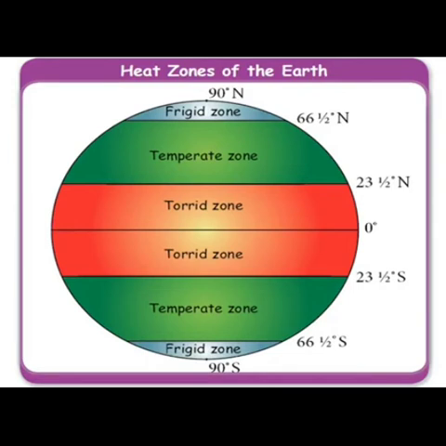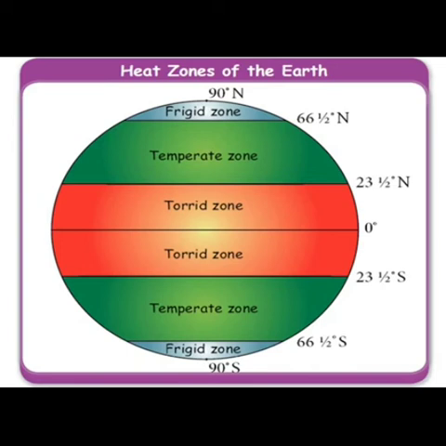Both in the northern hemisphere and southern hemisphere. So on the Earth's surface, we have the heat zones: frigid zone, both on the northern side as well as on the southern side, temperate zone and torrid zone.